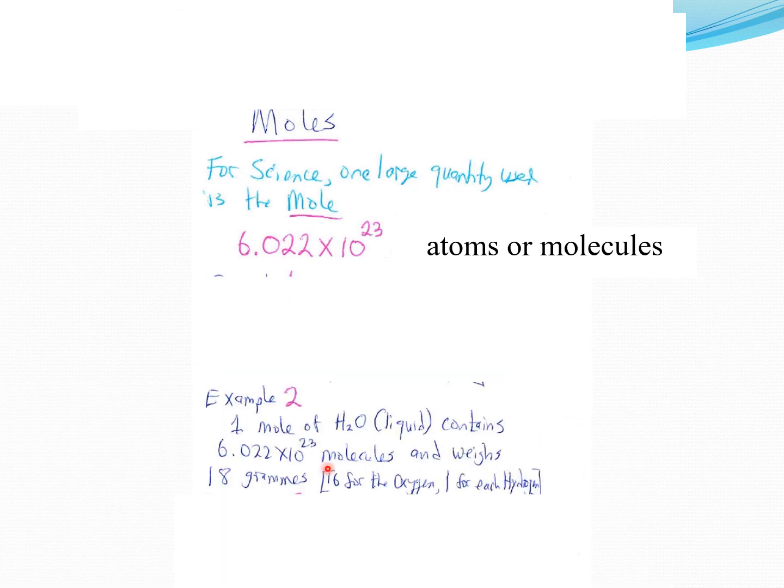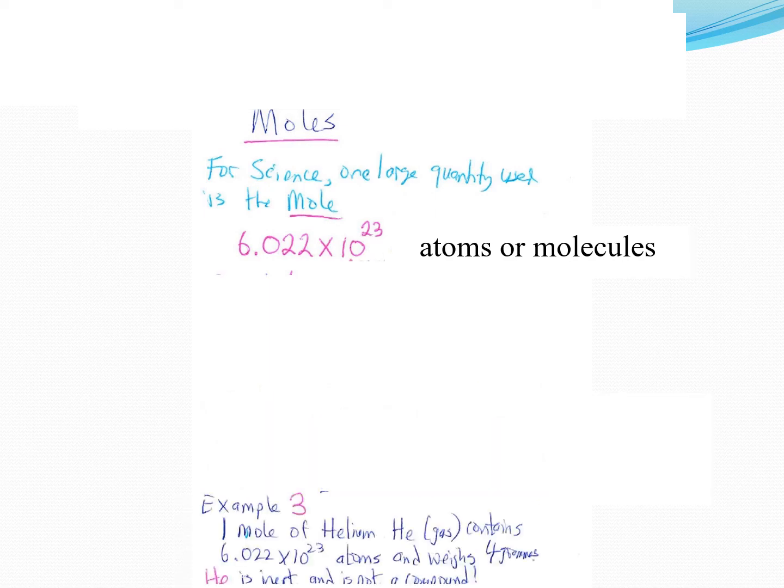So if we look at example 2, 1 mole of H2O water contains 6.022 by 10 to the 23 molecules. A mole of any substance always contains exactly the same number of atoms or molecules. That number doesn't change, but the weight does. And the weight this time corresponds to the molecular weight. The molecular weight of water is 16 for the oxygen and 1 for both hydrogens. So the molecular weight of water is 18. So 1 mole of water weighs 18 grams.